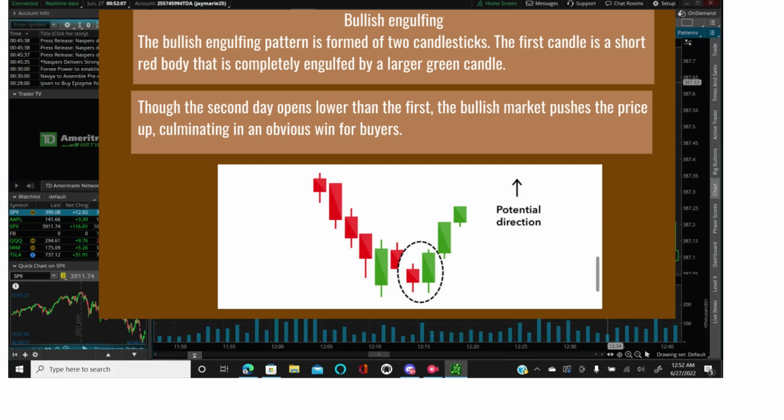So when price hits a support level, and you see an engulfing candle like that, that is a signal to traders that the price is potentially going to go to the upside. So they would enter a position there if they were bullish on a stock.